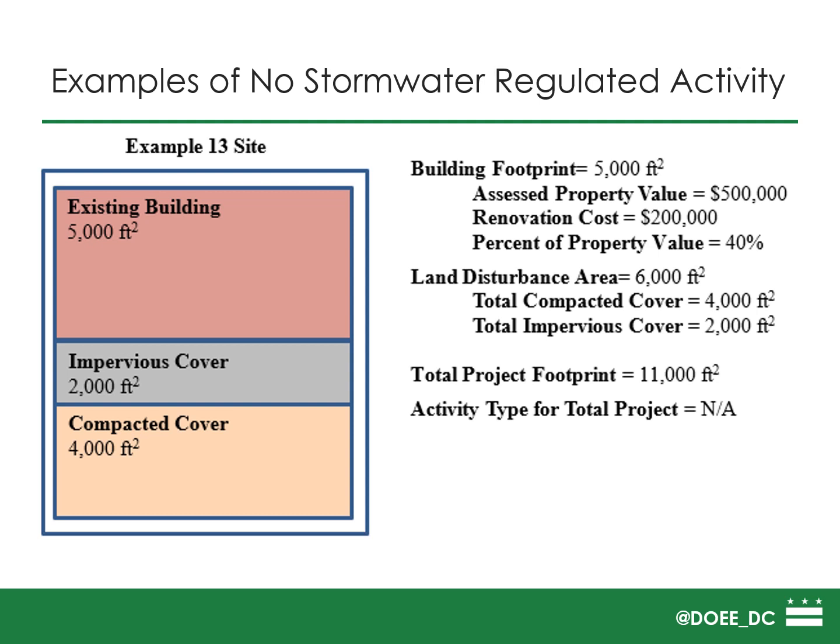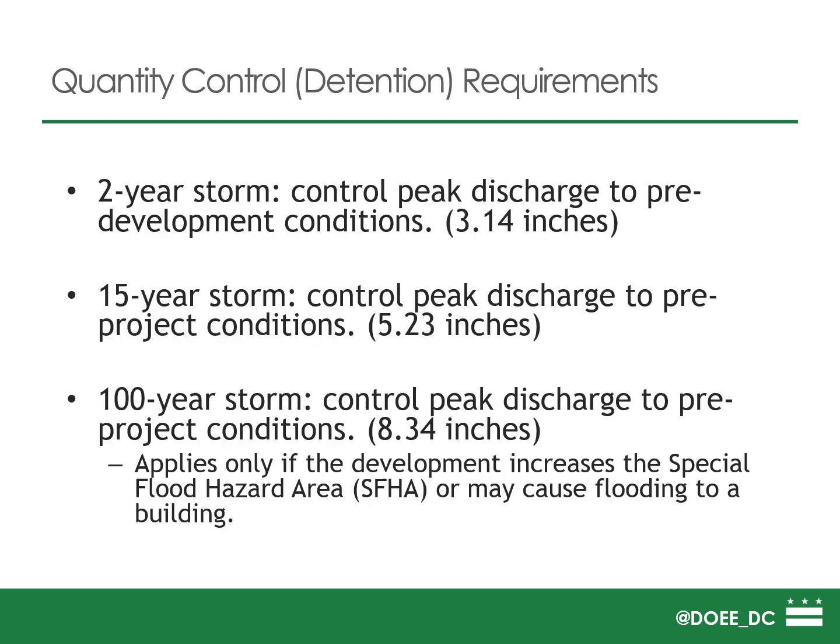And then looking at the existing building, it is not a substantial improvement because the renovation that's proposed is only 40% of the assessed property value. So for that 5,000 square foot building footprint, no stormwater management is required because it doesn't meet the definition of a major substantial improvement activity. So we have neither a major substantial improvement activity nor a major land disturbing activity, and so there is no stormwater regulated activity on this site.